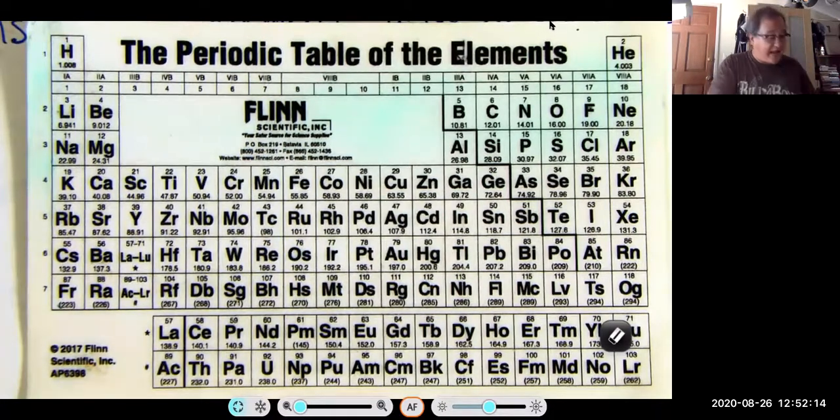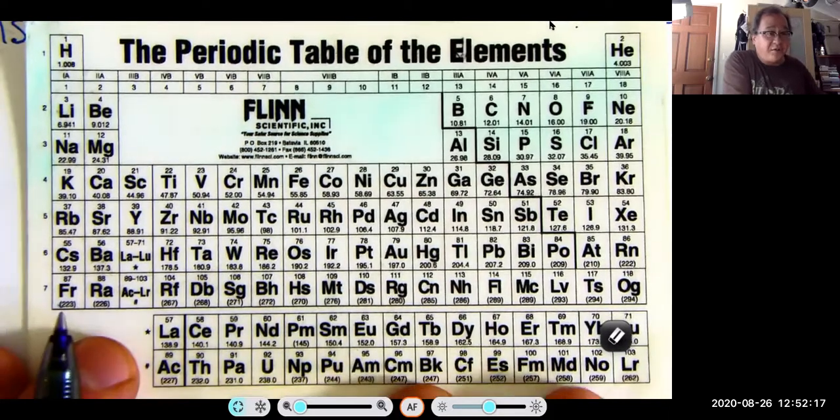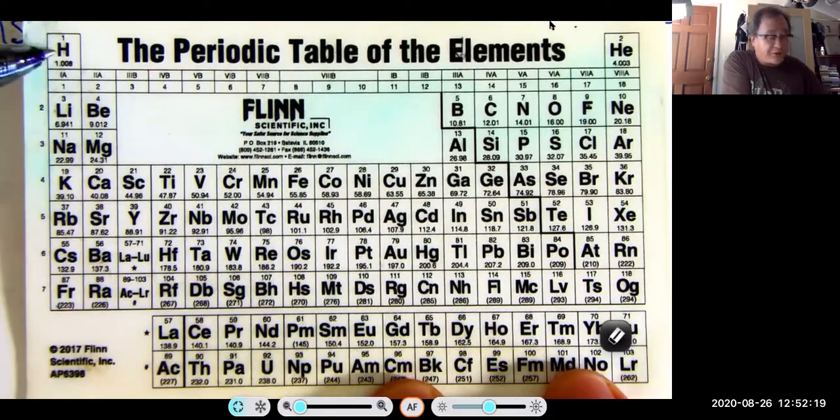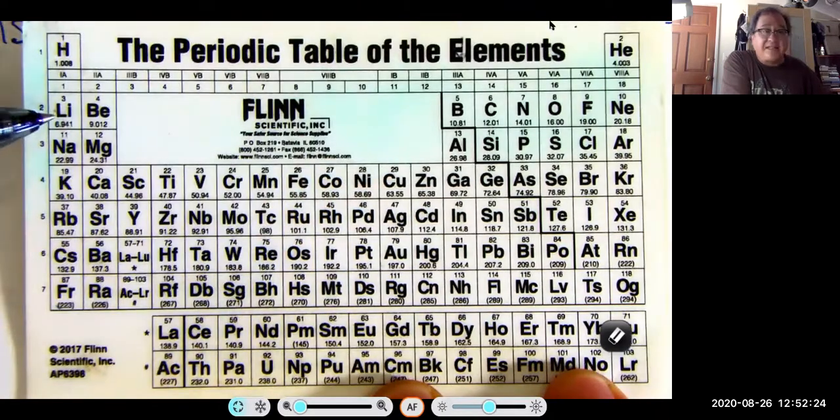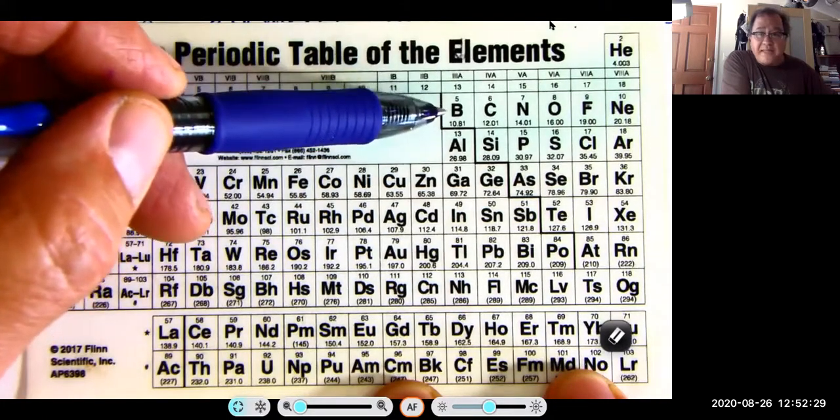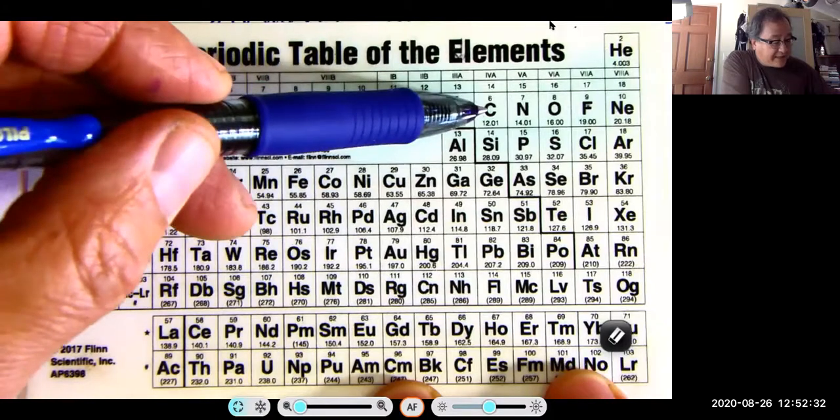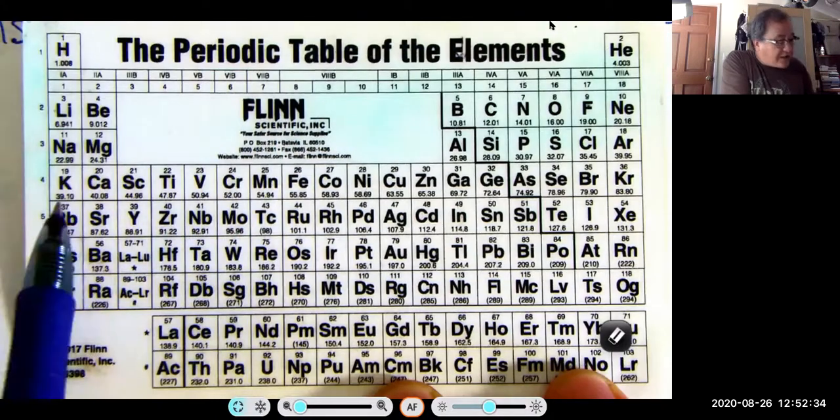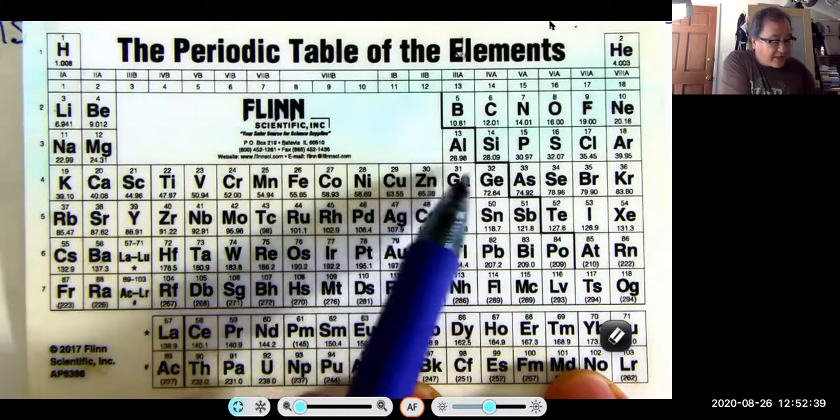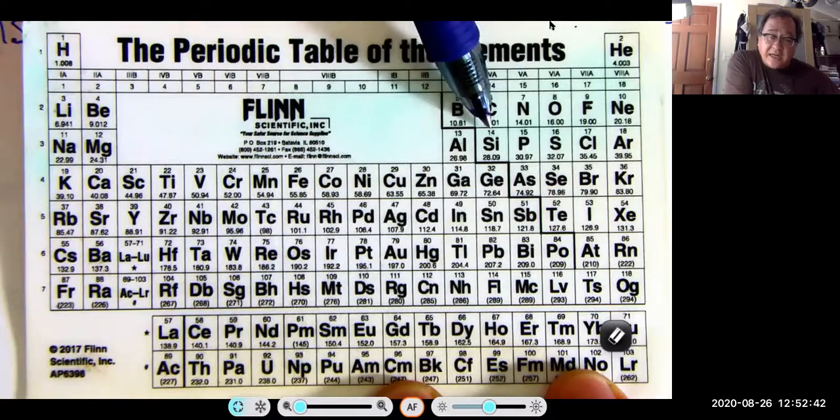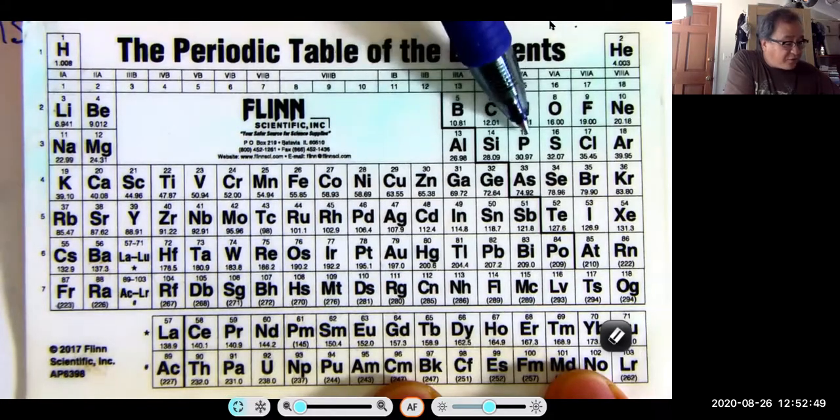You should know the name for each of these symbols. For instance, you should know that H is hydrogen. He is helium. Li is lithium. Be is beryllium. B is boron. C is carbon. N is nitrogen. A lot of these I think you already know. You probably already know sodium and magnesium and aluminum and silicon. This is silicon, not silicone, so this is not the stuff that you caulk your tubs with. You probably know phosphorus, sulfur, chlorine, and argon.